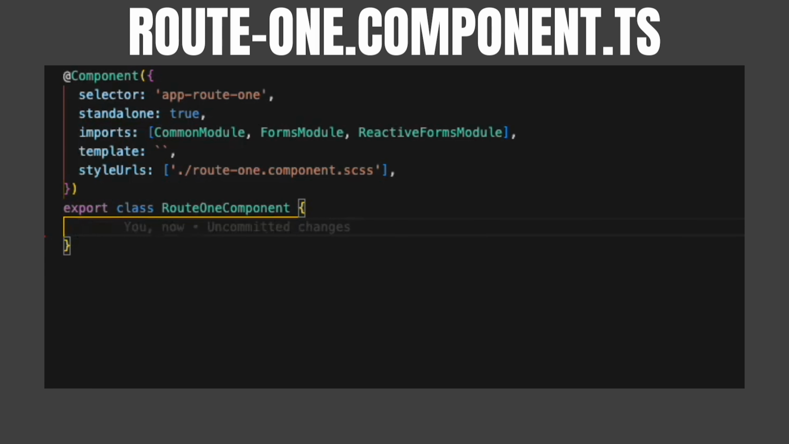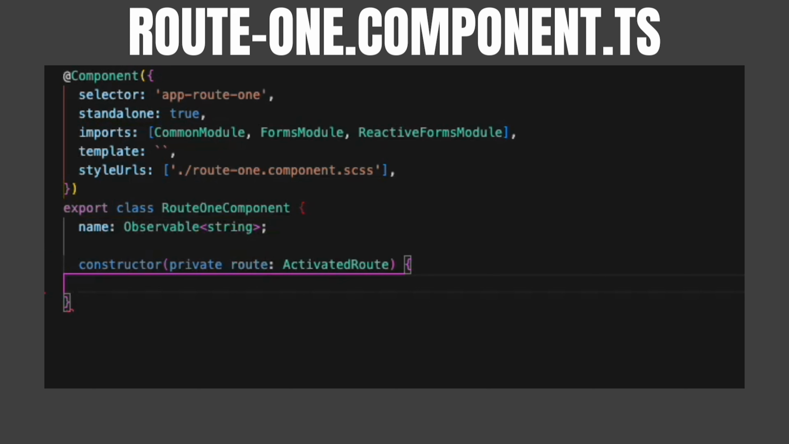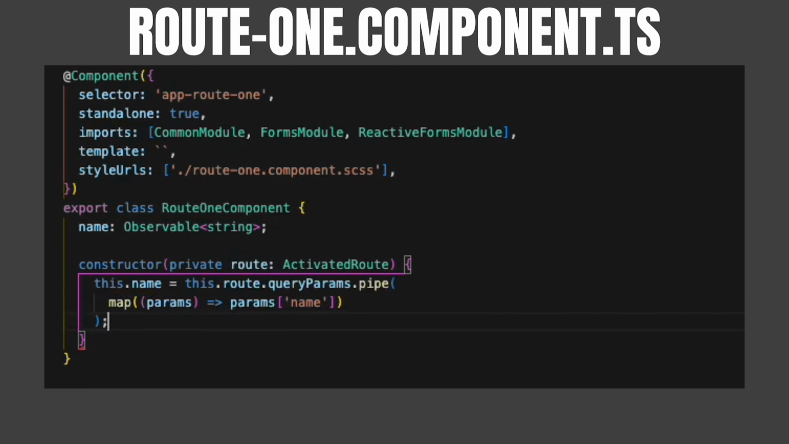The first one is the ability to bind query parameters to a component's input. Let's take a look at how this works before Angular 16. First, we'll need a route. We'll call ours route 1. We're going to listen for a name specifically. To do that, we'll need an observable called name. Then we'll inject the activated route into the constructor and use the map pipe on the query params to grab the name. Then we just need to use the async pipe in our template to subscribe to the name.